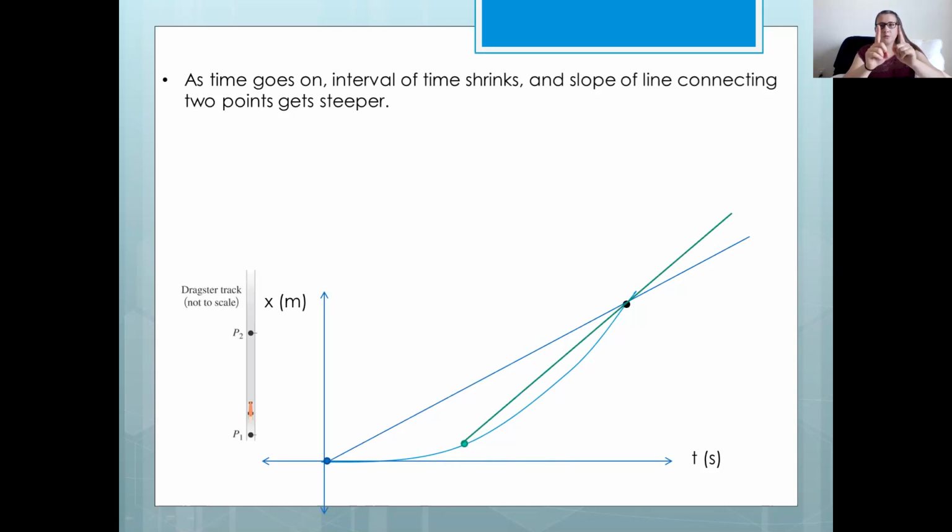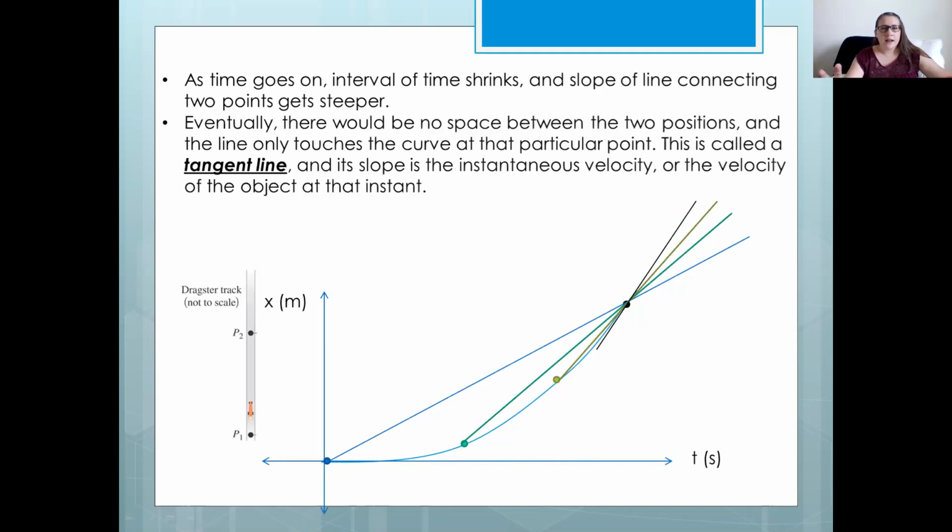And as those 2 points get closer and closer together, as that time difference shrinks, the average velocity, the slope of that line connecting the points, is getting steeper and steeper, until we get to this point, this black line, where that line is actually only touching our position curve at that one point.